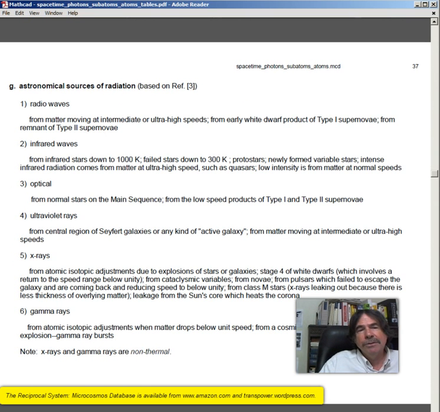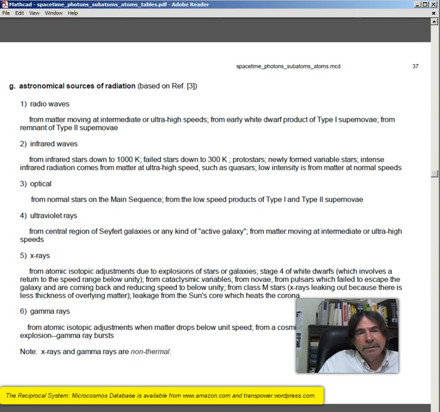Section G, astronomical sources of radiation, based on reference 3. 1. Radio waves. From matter moving at intermediate or ultra-high speeds, from early white dwarf product of type 1 supernovae, from the remnant of type 2 supernovae. 2. Infrared waves. From infrared stars down to 1000 Kelvin, failed stars down to 300 Kelvin, protostars, newly formed variable stars. Intense infrared radiation comes from matter at ultra-high speeds, such as quasars, and low intensity is from matter at normal speeds.